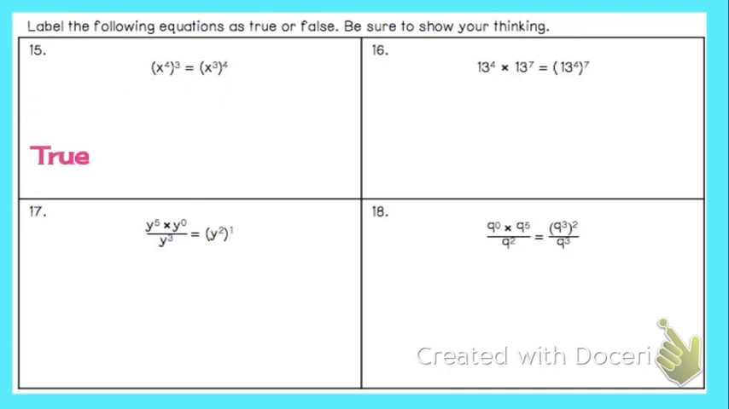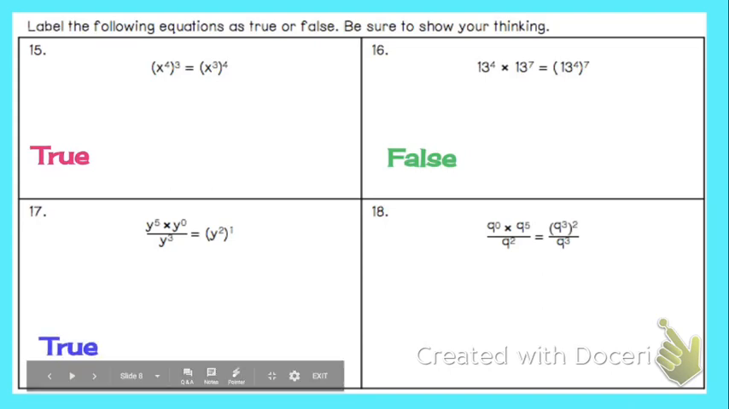Okay, so 16 is going to be false, 17 is going to be true, and 18 is also going to be true.